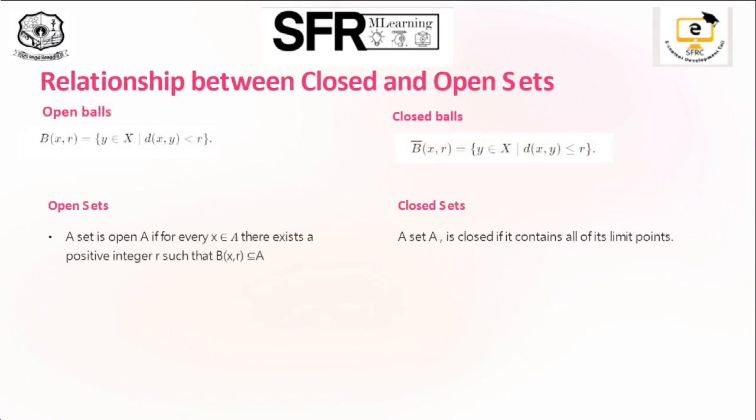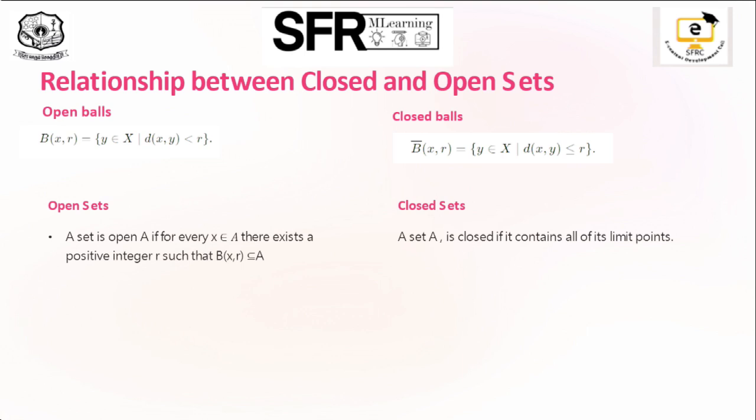Next, we pass on to the relationship between open and closed balls. First, we define what an open ball is. The open ball B of x comma r is the collection of all y belonging to X such that the distance between x and y is strictly less than r. Therefore, B of x comma r equals the set of all y belonging to X such that d of x comma y is strictly less than r. For the closed ball, we consider the set of y belonging to X such that d of x comma y is less than or equal to r. We include the boundary also.